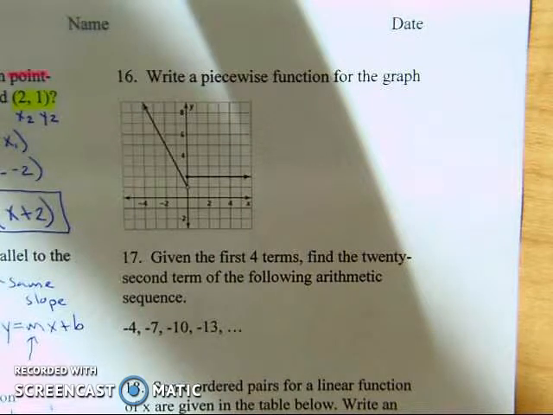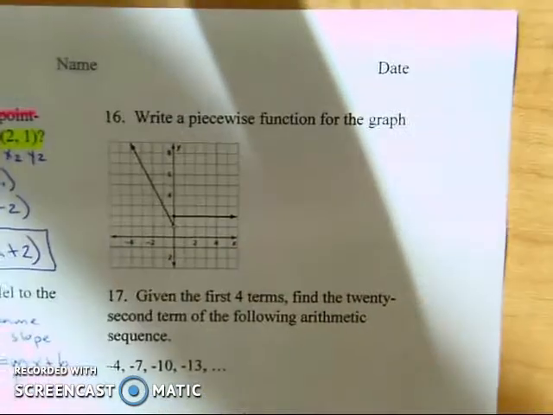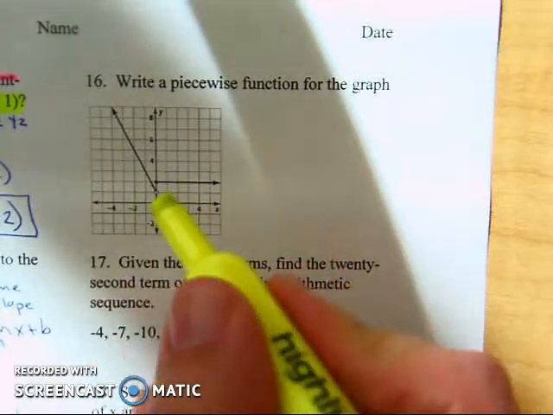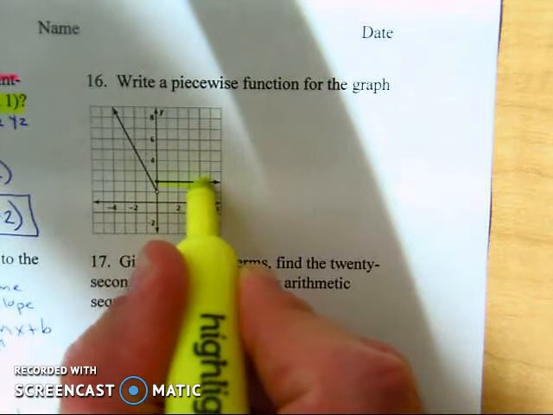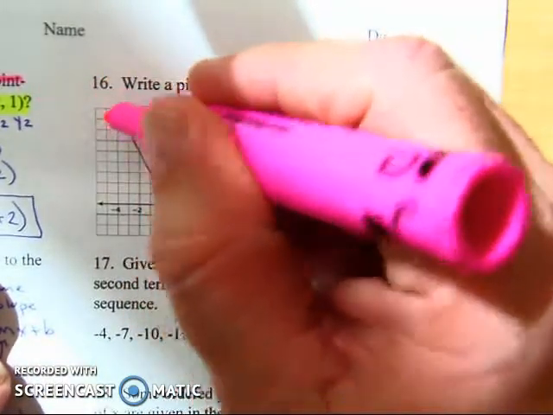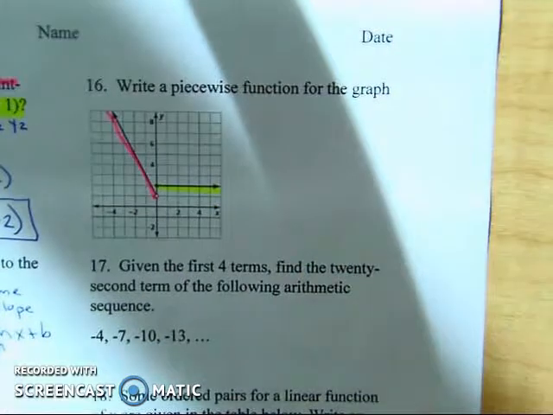Okay, this video is covering 16 through 20 on the EOC 2B worksheet. So you probably have already seen the 2A one. So of course this is going to be very similar. So piecewise, we already said that's going to be, in this case, 2 pieces. So there's one piece, which is just a horizontal line like that other sheet that we did. And then we have one that is at an angle.